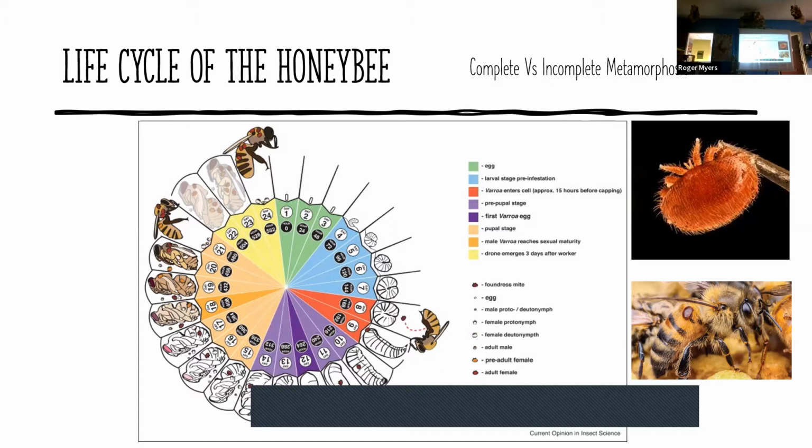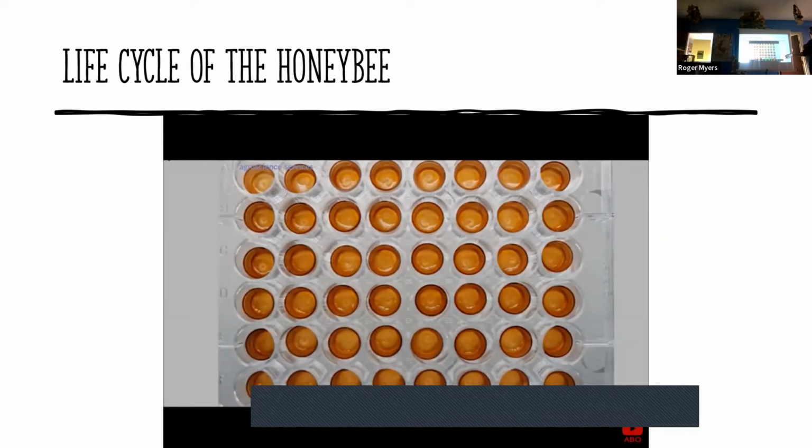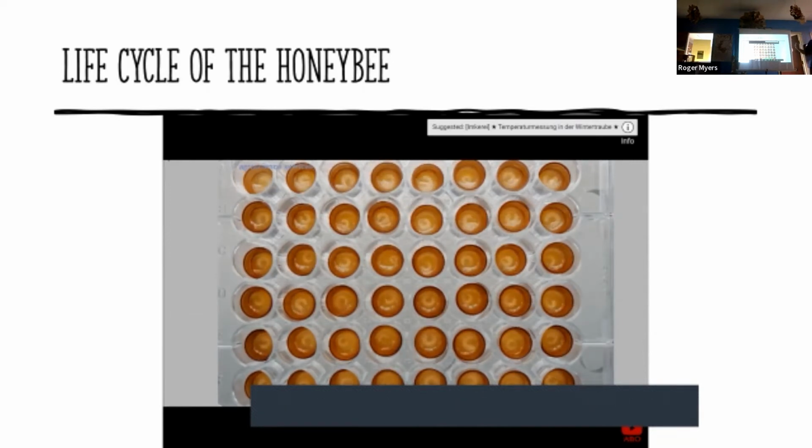And the only difference between incomplete and complete metamorphosis is that instead of larval stages, mites go through nymphal stages, which are just smaller. They just look like smaller versions of the adults. Right? So this is just a video of the honeybee's life cycle. So you can see that now they're in these cells. There's little larvae. They're growing. They're getting fed. They're going through their life cycle.